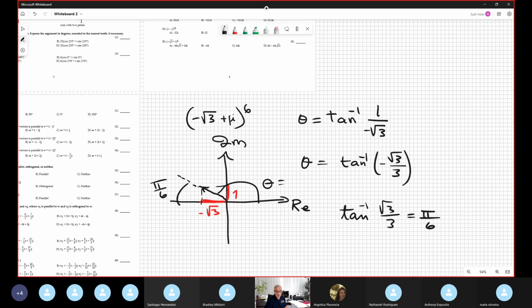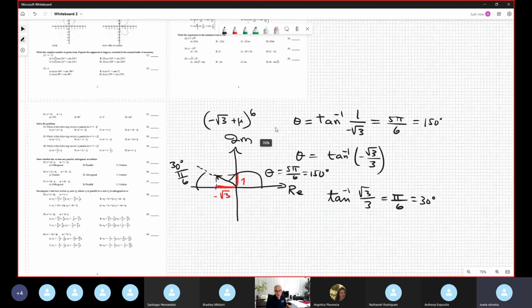Therefore, my angle would be 5 pi over 6 because it's supplementary, together it is pi. This is the famous theta, 5 pi over 6, in the second quadrant. In degrees, if you prefer, 150. So this is 30, and also this is 30, and this is 150. So far, does everyone follow me? Yes or no? Yes. Okay.